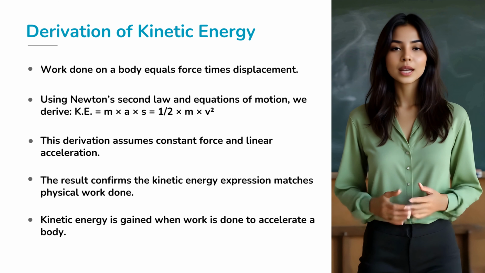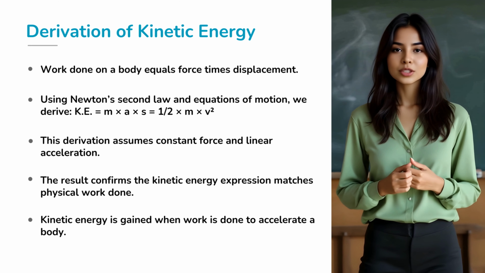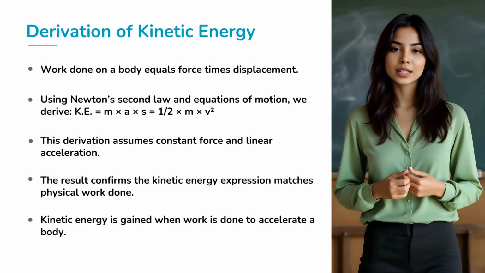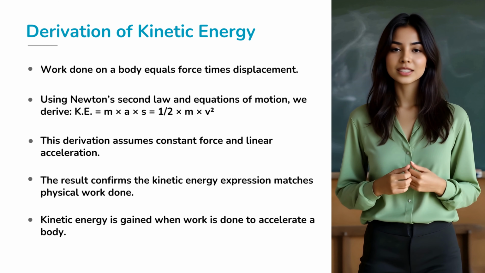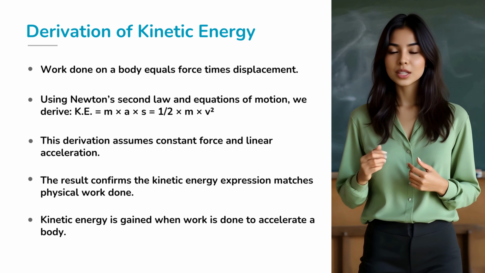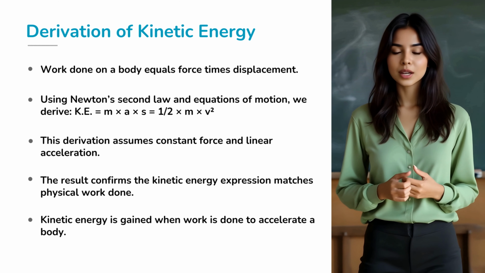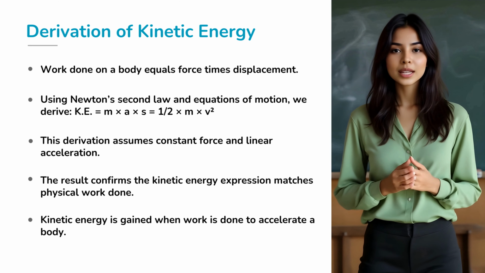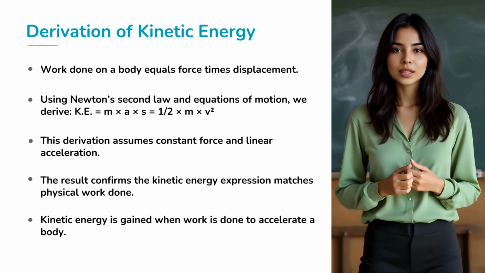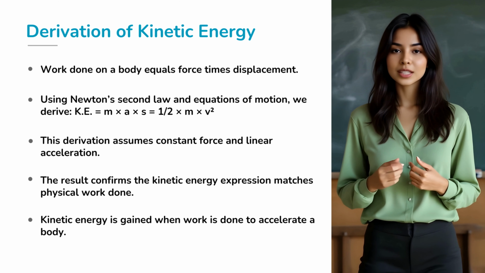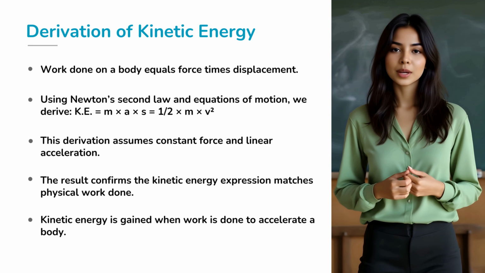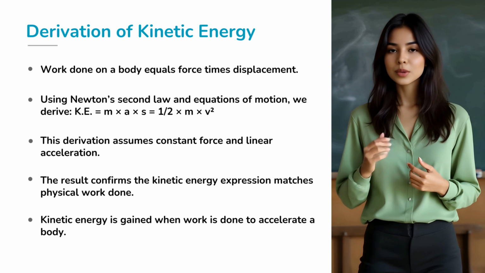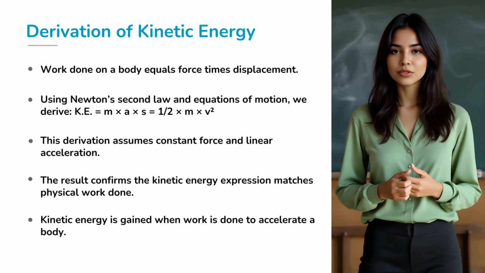Let's derive the formula now using the work energy principle. We start with the definition of work done. That's force into displacement. Now, using Newton's second law, we substitute force as mass into acceleration, and displacement using equations of motion. So the derivation becomes Ke equals m into a into s. Now, using the kinematic equation, v squared minus u squared equals 2as, we simplify to get Ke equals 1 divided by 2 multiplied by m multiplied by v squared. There you go. That's how we arrive at the kinetic energy expression using first principles.